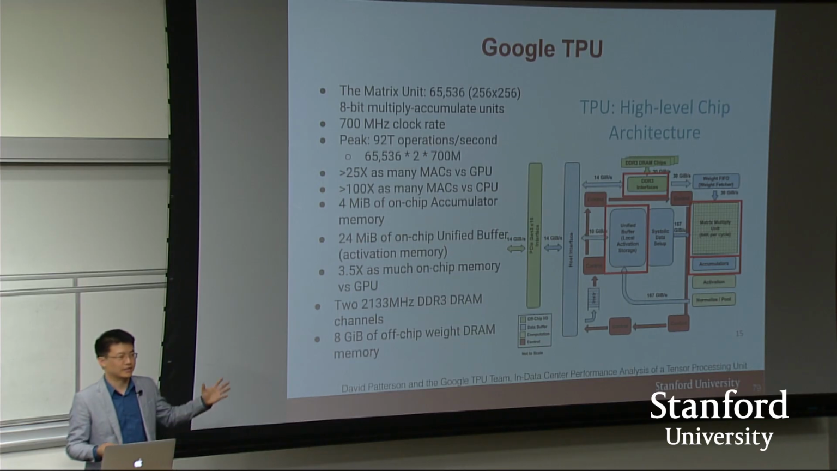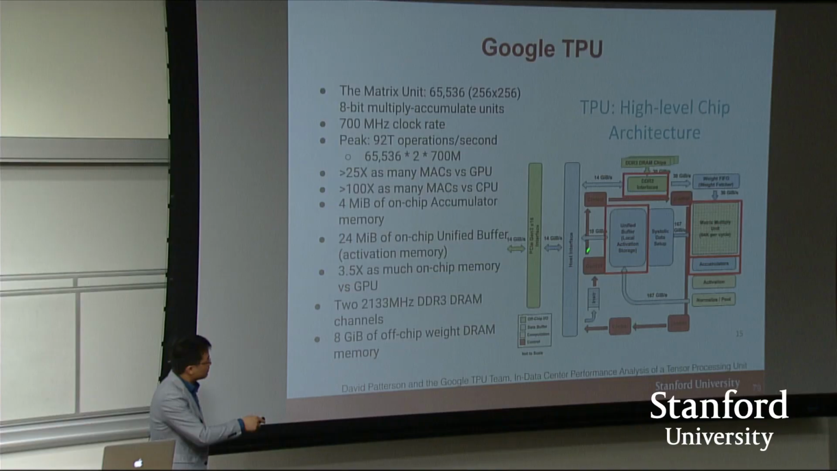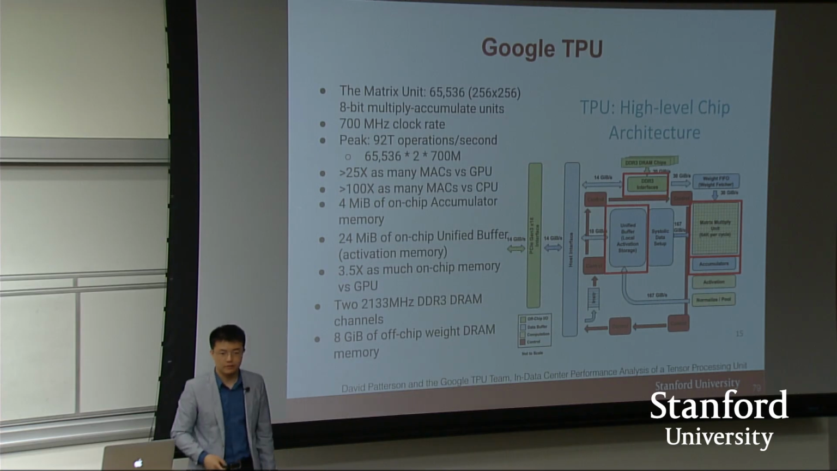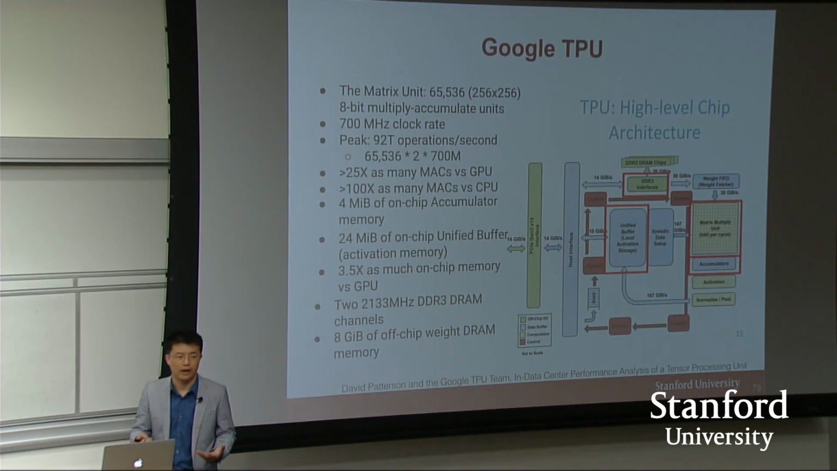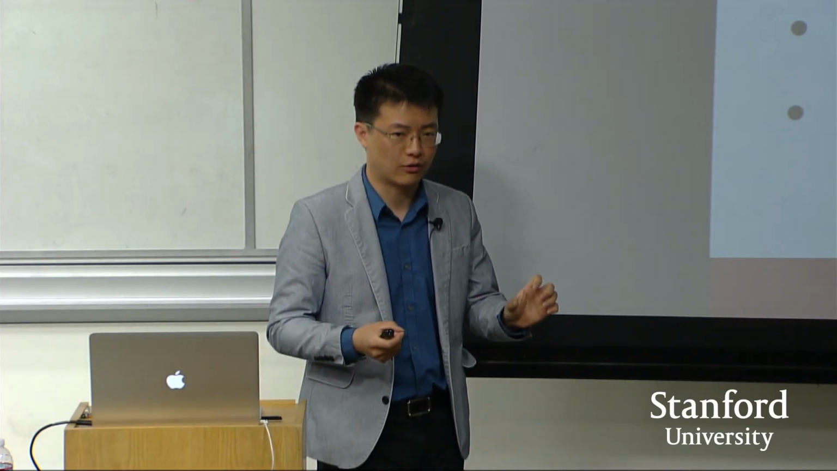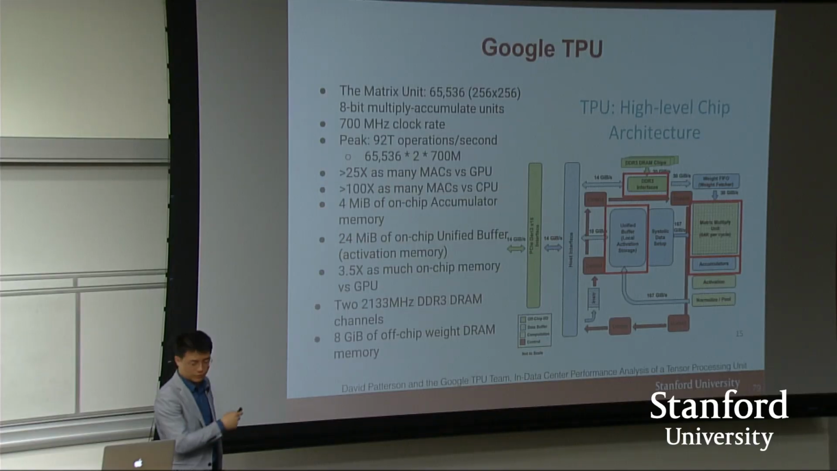Teraops per second, because it's actually integer operation, which is about 25x as much as the GPU and more than 100x as much as the CPU. And notice the TPU has a really large software-managed on-chip buffer. It is 24 megabytes. The L3 cache for the CPU is usually 16 megabytes. This is 24 megabytes, which is pretty large.